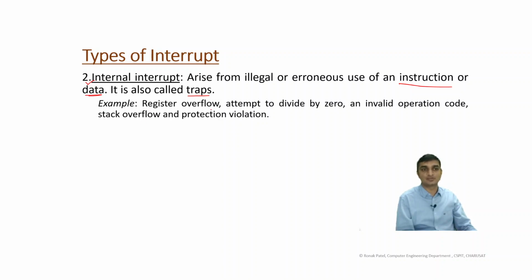An example is register overflow. When you are performing addition and you have not taken care of the length of the register, it may result in overflow, right? So that is called an internal interrupt. Other examples are an attempt to divide by zero, an invalid operation code, stack overflow, and protection violation, where you access some protected value. So these are called internal interrupts.